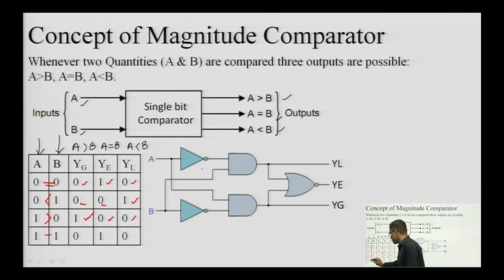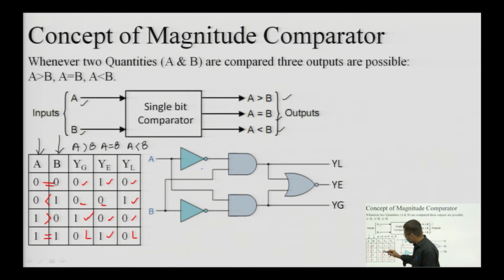Similarly, in the last case we can see that 1 is equal to 1. So, that is why this equal y e is getting the high value and both these are having the low values. Okay. So, in this way we have prepared the truth table for a 1 bit comparator. Now, we can extend this 1 bit comparator concept to derive the expression for these 3 outputs.